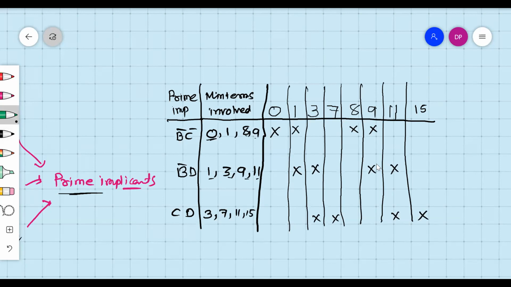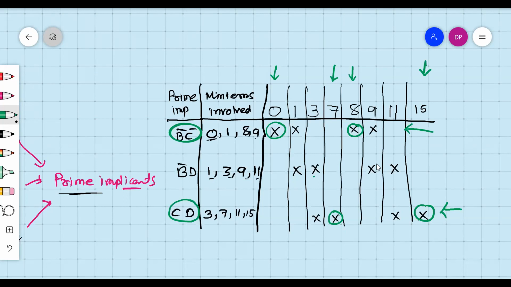Now find out which column has a single cross. There is a single cross here, and here two crosses are there, here also two, and here you have single, then here also single, and in the last one you have single. So this row and this row will be considered for the answer.